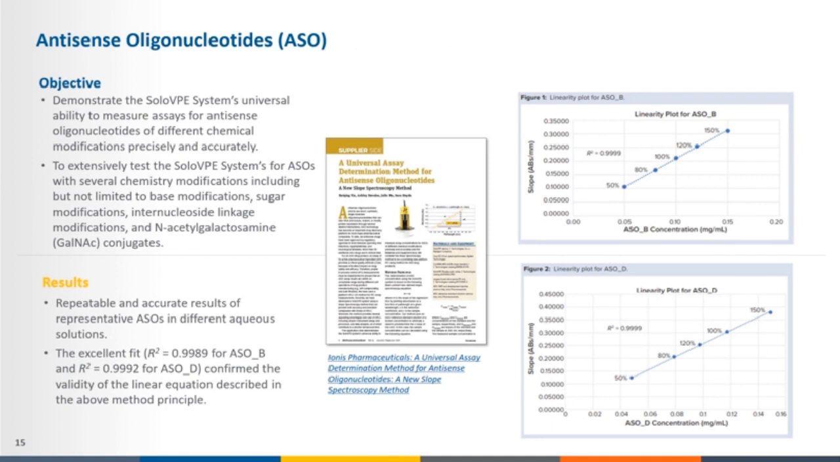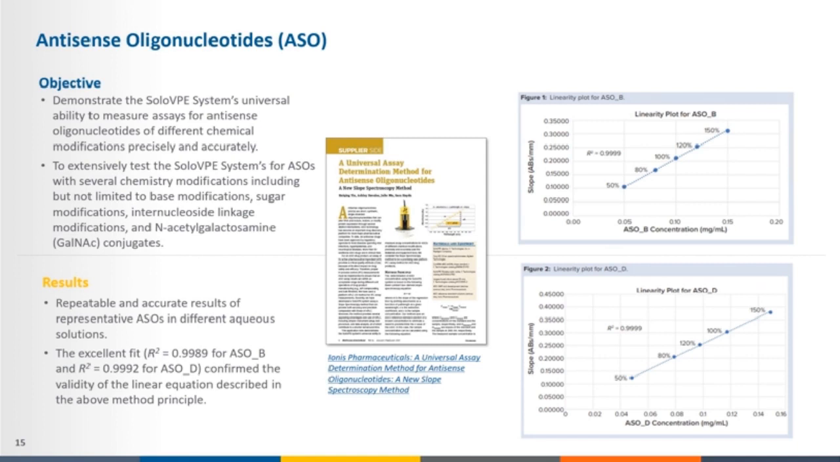The second case study is for antisense oligonucleotides. This collaboration was Ionis Pharmaceuticals, and they were interested in leveraging a UV solution for very highly concentrated oligonucleotides. Not only were they able to use our variable pathlength technology in their process, they were able to move away from an HPLC method and use something simple like a UV method, because our solution does not require any form of dilution.